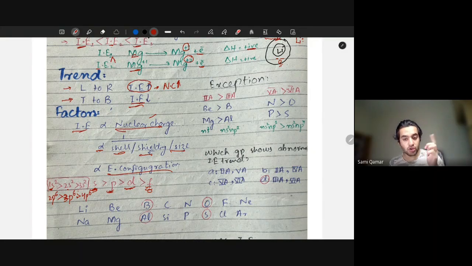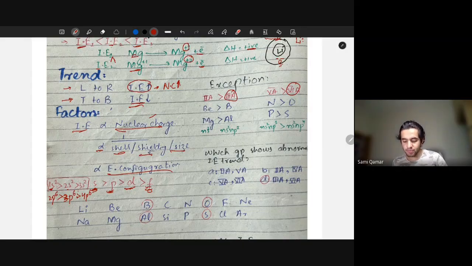Okay, now we need to talk about exceptions. What are the exceptions? As I told you, ionization energy is increasing from left to right, but it is violated at 2 points. What are those points? At group number 3 and group number 6, like 13 or 16, whatever. Let's say the boron family and the oxygen family, that will make more sense. So what happens?